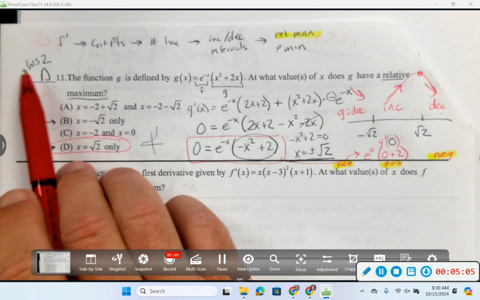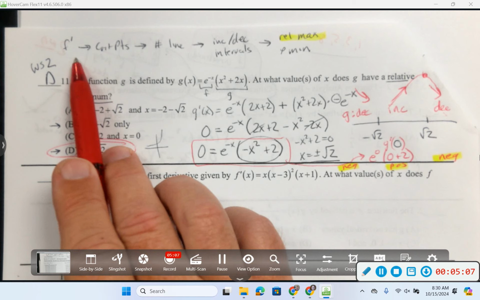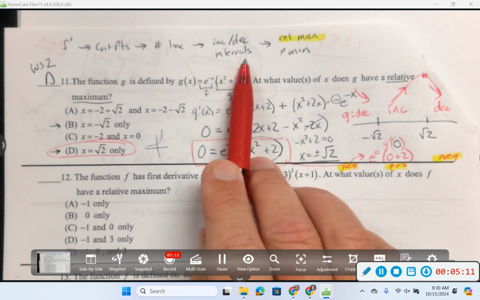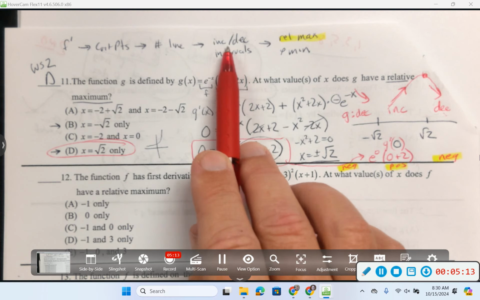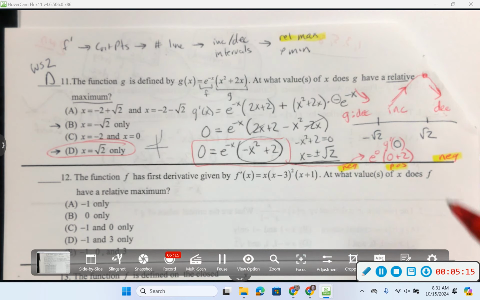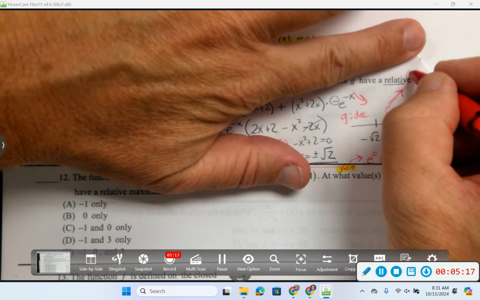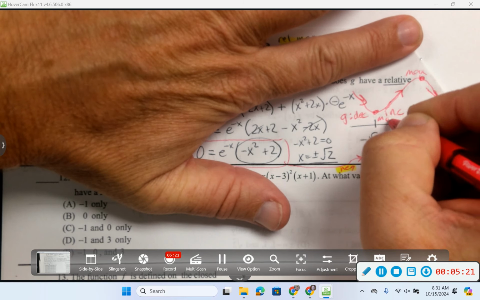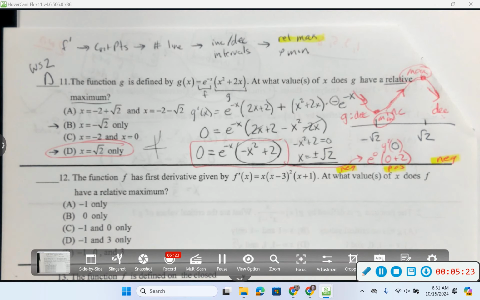Again, long process. Take a derivative, set it equal to 0, put them on the number line, test the intervals, because that will tell you who's increasing and decreasing, and then you'll know where there's a max and where there's a min. And then obviously make sure you answer the right question.